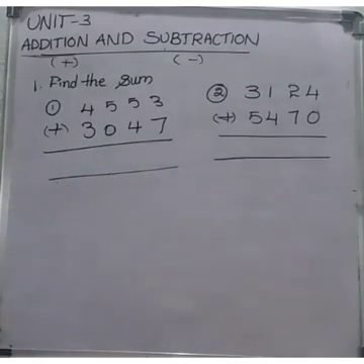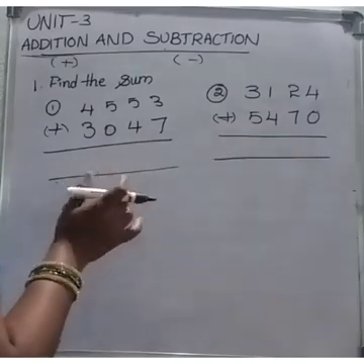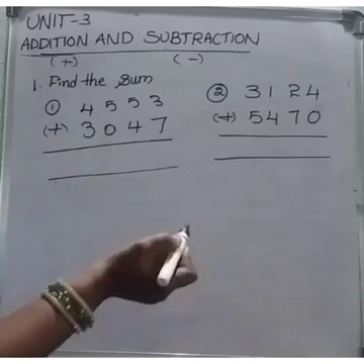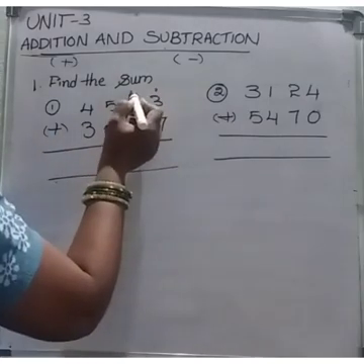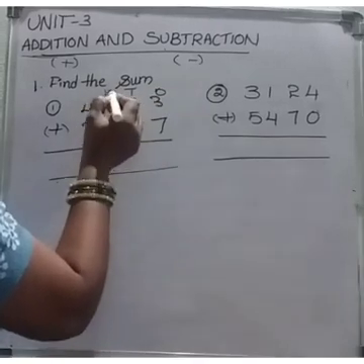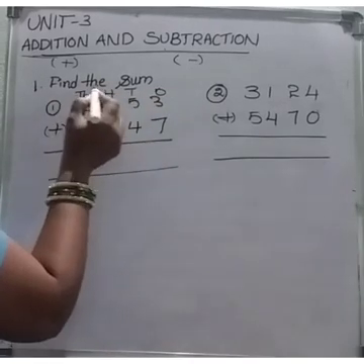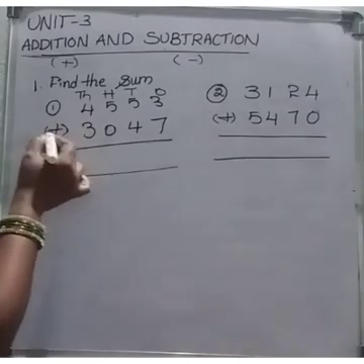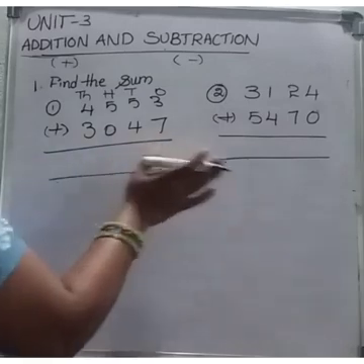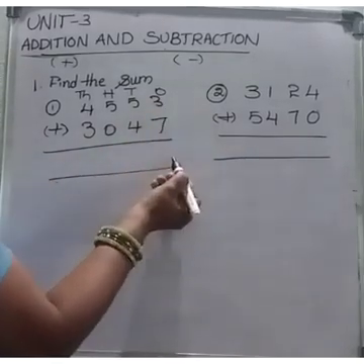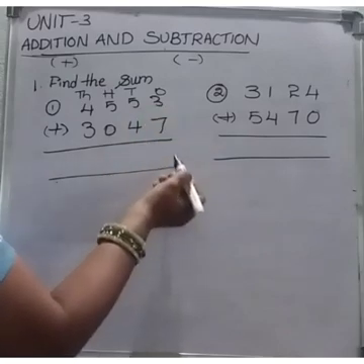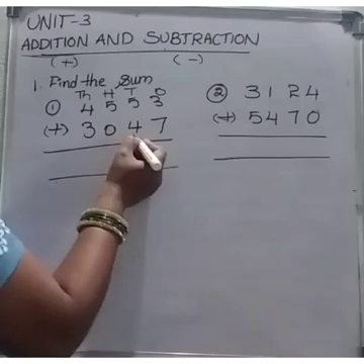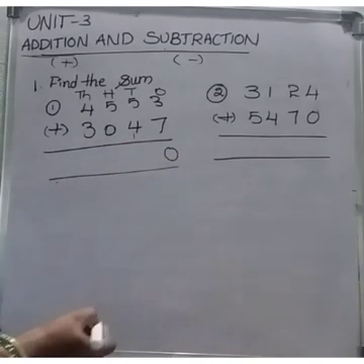Now let's add these two numbers. Here, from the ones place onwards we have to add. You know already ones, tens, hundreds, thousands. Find the sum. Sum means total. Here we have the plus symbol, so we have to add these two. First from the ones place onwards, we have to add from the right side. 7 plus 3 is equal to 10. Write here 1, write down 0.